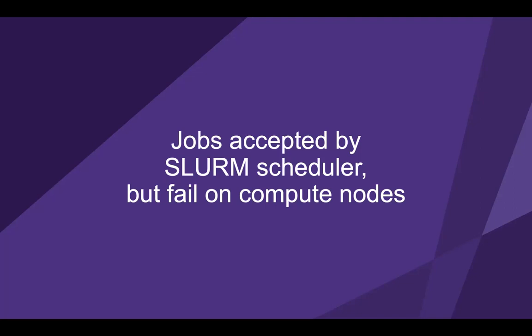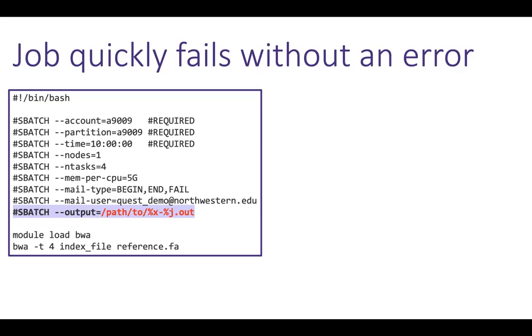The next major category we'll discuss includes those jobs that are accepted by the Slurm scheduler, but they end up failing on the compute nodes. In this situation, you might not receive an error upon submitting a job, but it might instantly fail once it starts on a compute node.